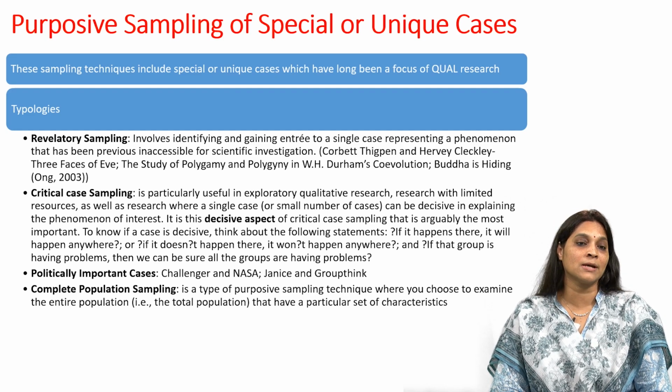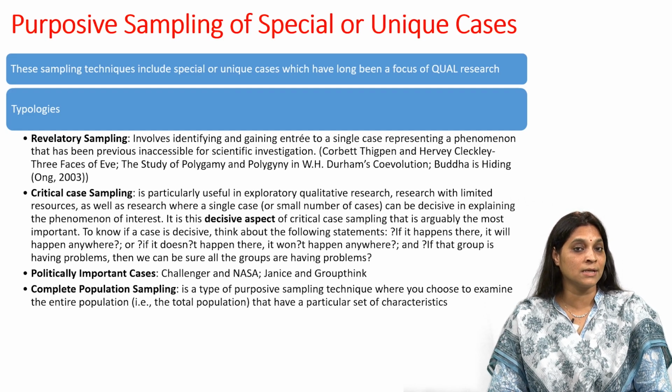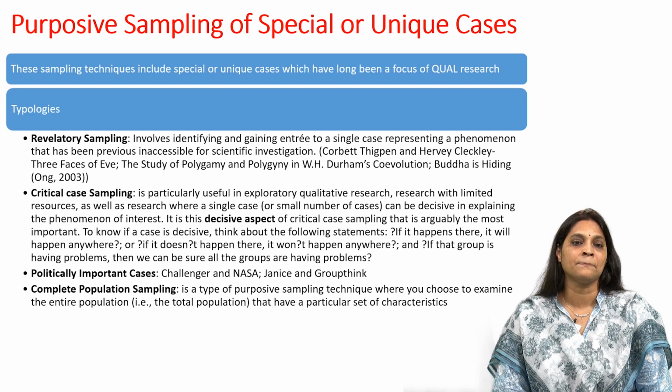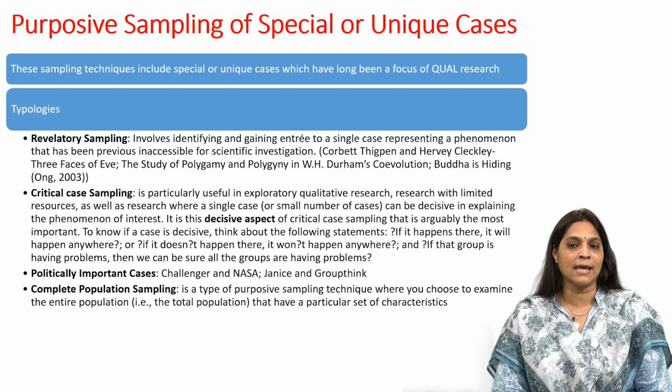Coming to the next, which is called critical case sampling, it is particularly important in exploratory qualitative research and research with limited resources, because you do not have unlimited time, energy or funds to conduct sampling in qualitative studies. So, herein critical case sampling is very important. It is a decisive aspect of critical case sampling, arguably the most important. Now, to understand whether the case is decisive or critical, what are the questions that we may ask? That if it happens there, it will happen anywhere, or if it does not happen there, it won't happen anywhere.